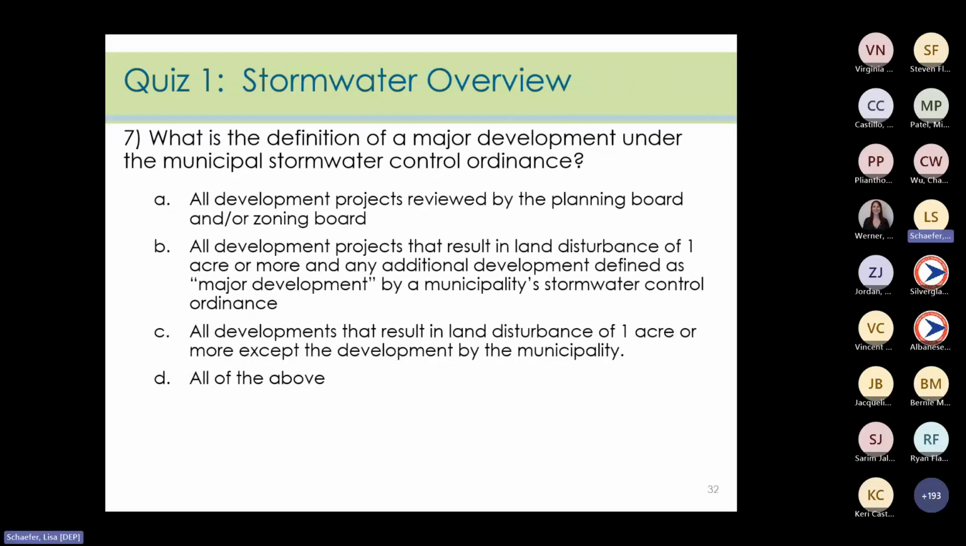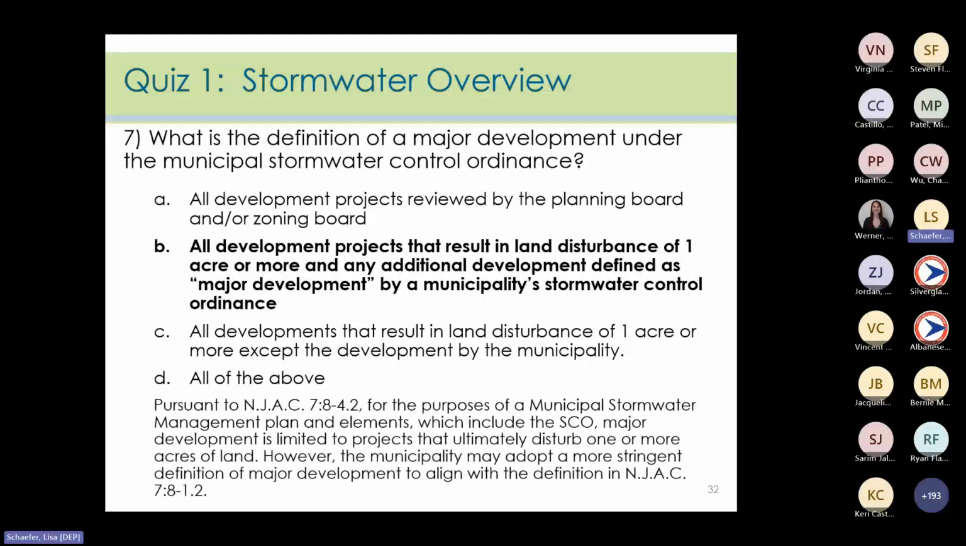Question 7. The answer is B. Pursuant to N.J.A.C. 7:8-4.2, for the purposes of a municipal stormwater management plan and elements, which include the SCO, major development is limited to projects that ultimately disturb 1 or more acres of land. However, the municipality may adopt a more stringent definition of major development to align with the definition in the stormwater management rules.